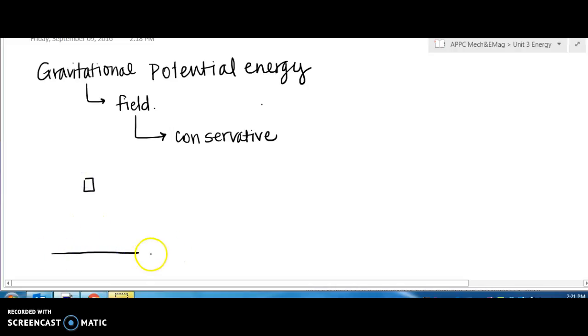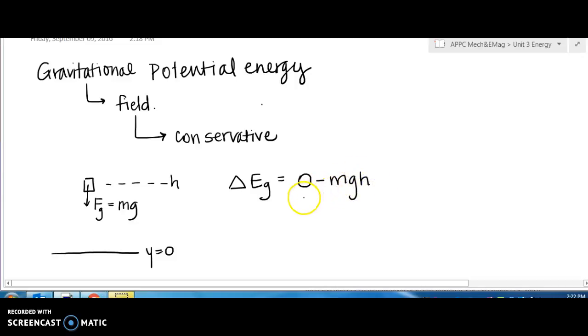Okay, so let's just take a case where we have a block and it's in the gravitational field, and here is the ground. So this is where y is equal to 0. And neglecting any air resistance, if this block is just here, we're just looking at it all by itself, it has one force on it, a gravitational force, which would be equal to its mass times the gravitational field constant. And if it goes from this position here, let's call this H, to the ground where the position is 0, then we could calculate the change in gravitational potential energy as the final gravitational potential energy minus the initial gravitational potential energy. So far so good?